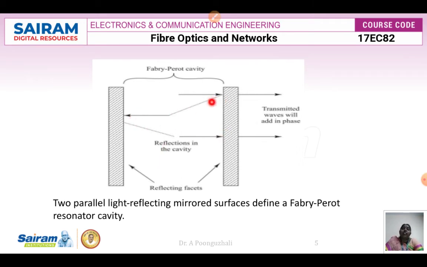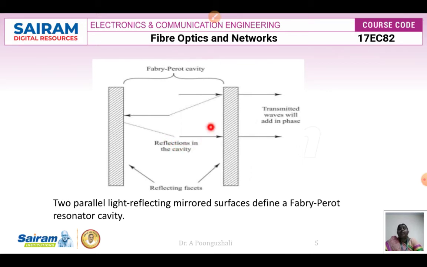When these internal reflections take place, these waves have a constant phase. When they have the same phase, there is a chance that the phases of these waves get added up, and we have constructive interference occurring inside the Fabry-Perot resonator cavity.